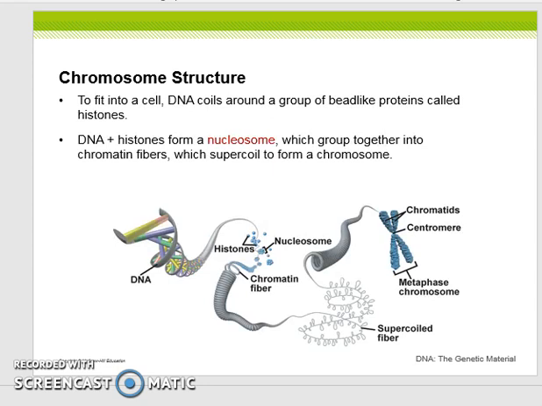To fit into a cell, DNA coils around a group of bead-like proteins called histones. DNA plus histones form something called a nucleosome, which group together into chromatin fibers that supercoil to form a chromosome. So here we are at the beginning, going through the process, being knitted together, and there we go.